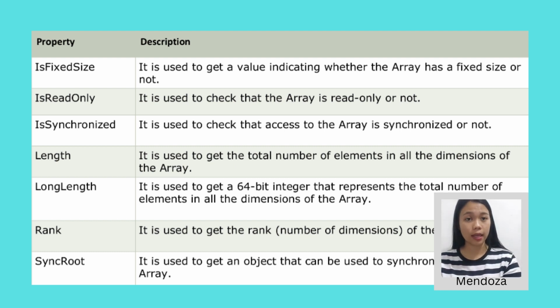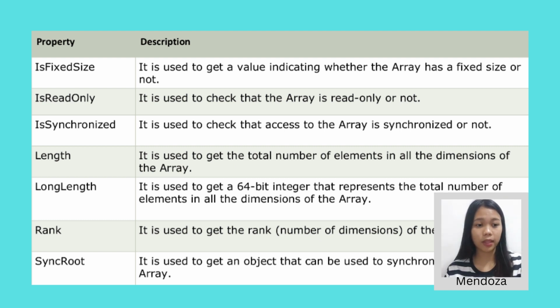Is synchronized. It is used to check whether access to the array is synchronized or not. Length. It is used to get the total number of elements in all the dimensions of the array.